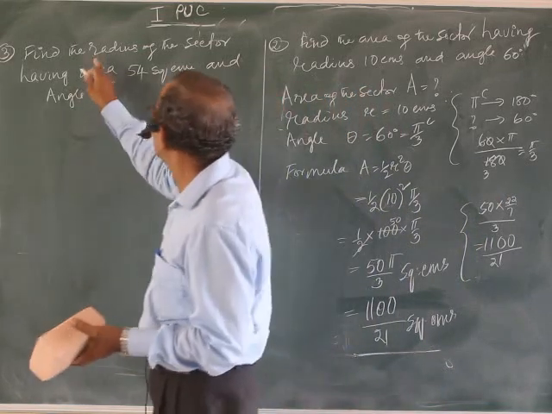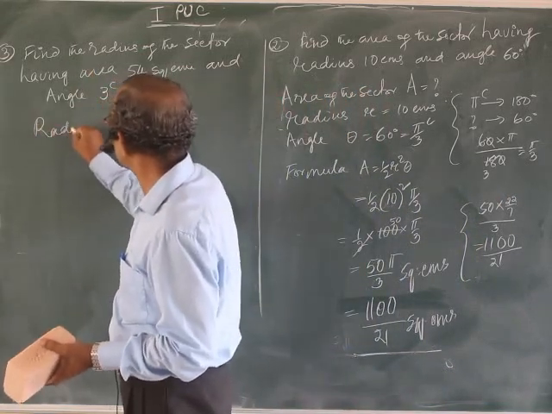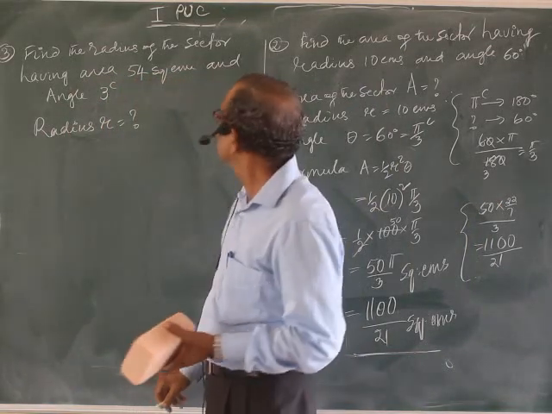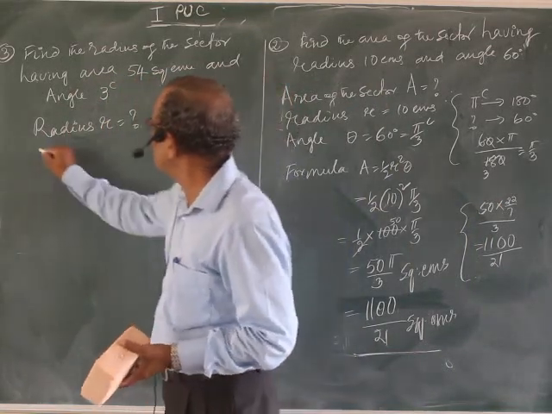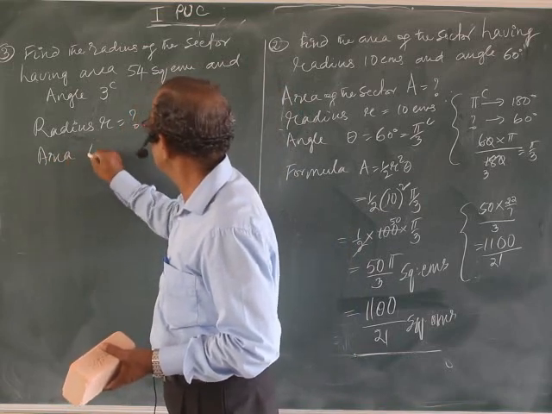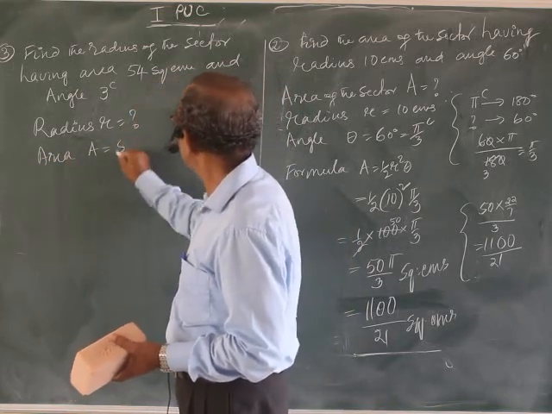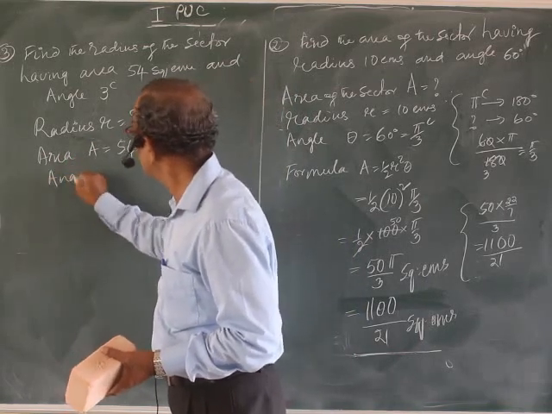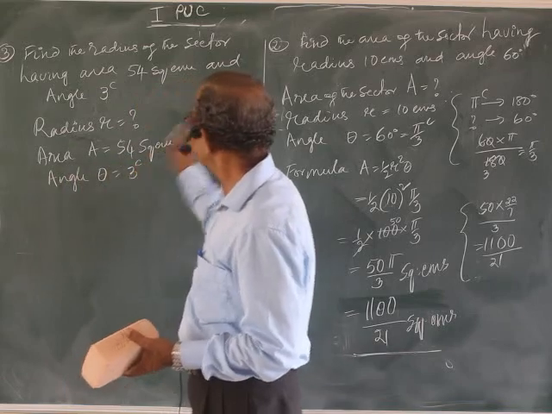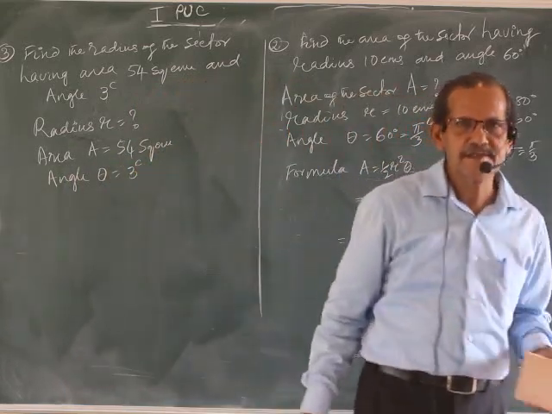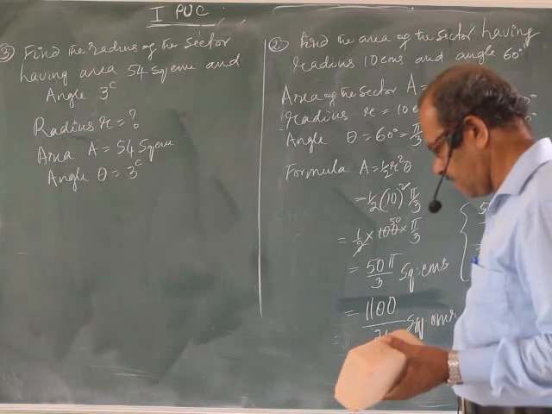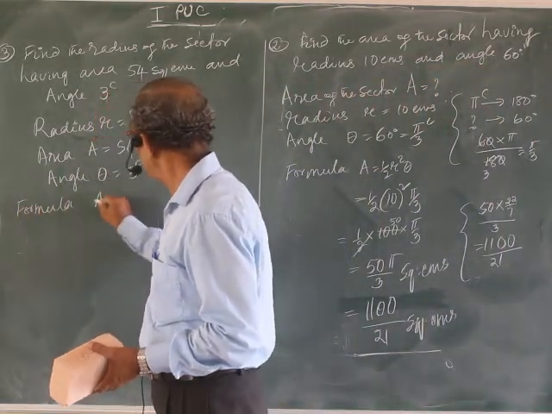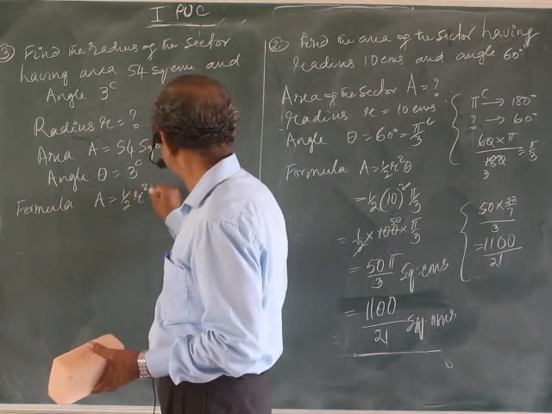Anyway, let me write one by one. Find the radius. So, question mark should be given to radius r equal to how much? Of the sector having area A equal to 54. Angle theta equal to 3 radians. Right? Now, formula, write the formula. A equal to half r square theta.